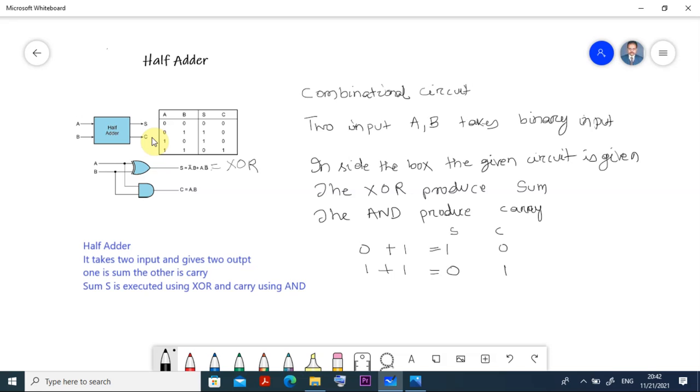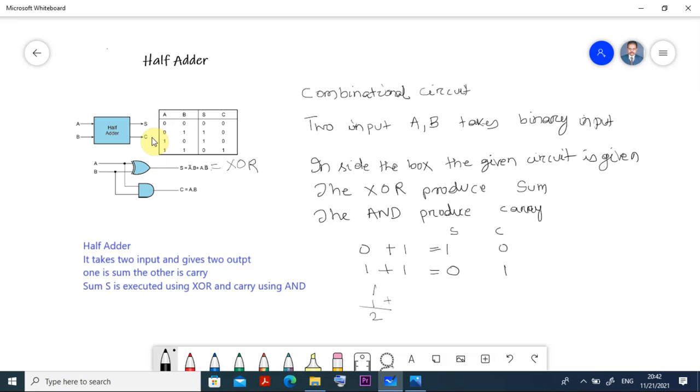Say how it happens: 0 plus 1, when it is 0 plus 1, it is 1. So there is no carry for that one, so the carry I write as 0. And what is 1 plus 1? 1 plus 1 should be 2.